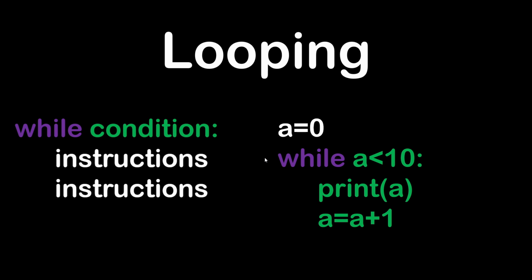I will consider a variable a equal to 0, and while a is less than 10, I will print a, and then I will increment its value by 1, meaning the new value of a is equal to the old value of a plus 1. This is basically a small loop that will be counting and printing from 0 up to 9. 10 is excluded because a should be strictly lower than 10.